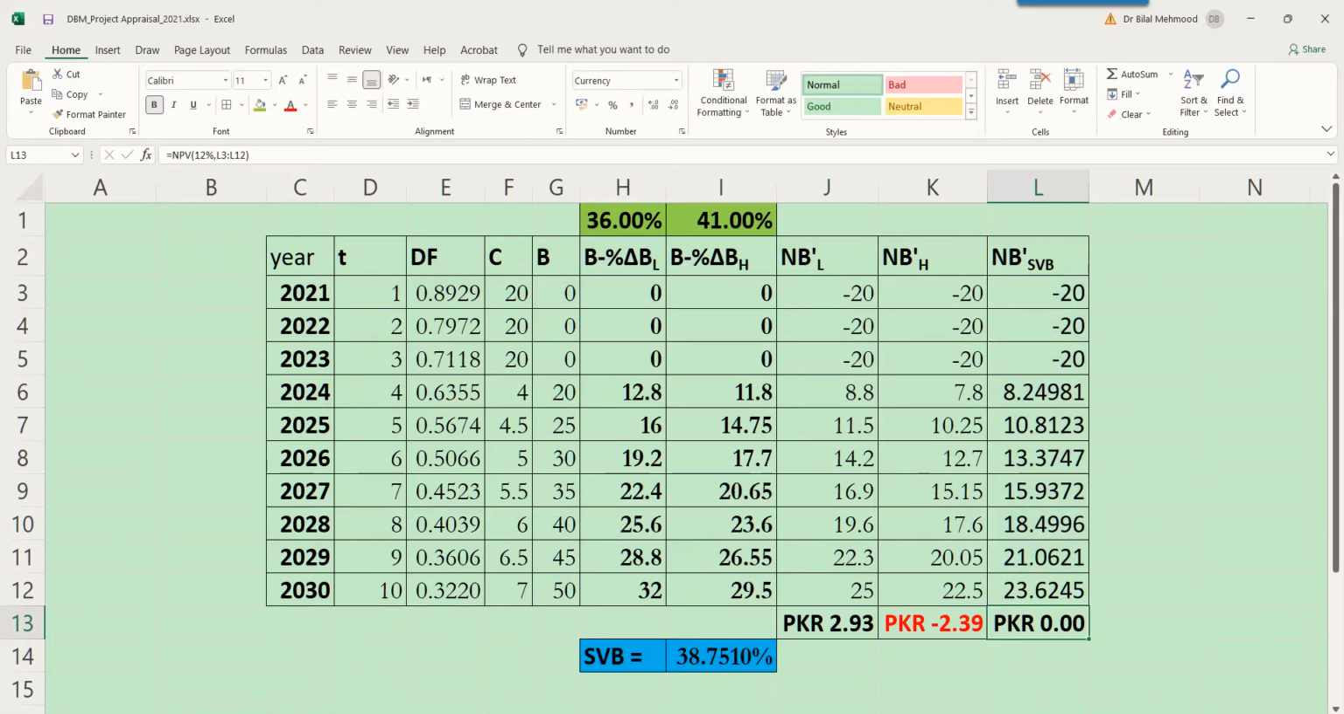It means that the switching value of benefits that we have found is correct, because it is verified that at this decline in the benefits, the NPV will turn to 0. And as a project manager, one should try to keep an eye on the decline in the benefits and should not let the benefits decline surpass this level.